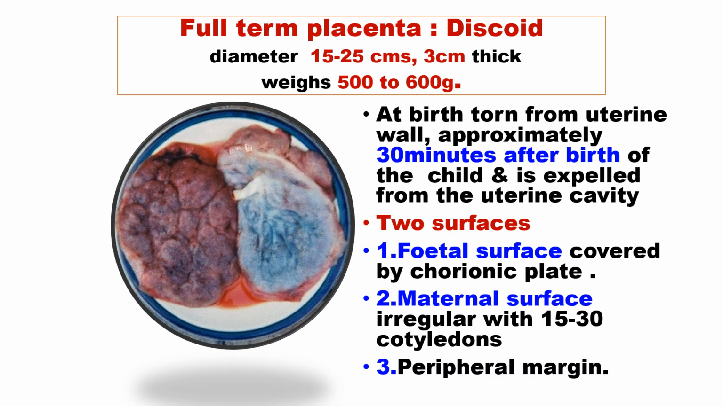At birth, the placenta is torn from the uterine wall approximately 30 minutes after the birth of the child and is expelled from the uterine cavity. It presents two surfaces, fetal surface covered by chorionic plate. Maternal surface is irregular with 15 to 20 cotyledons and presents a peripheral margin.